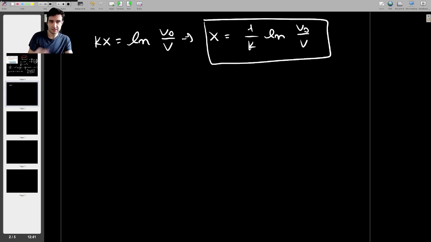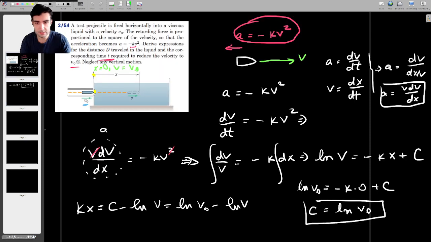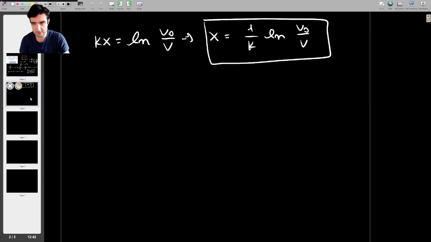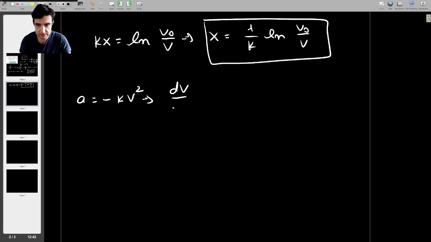So that's the distance with respect to velocity, not with respect to time, but with respect to velocity. Now, for the other part of the question, we're trying to find the time required to reduce the velocity to v0 by 2. Okay, so in that case, I'm going to start with the acceleration formula again. So the acceleration is minus kv squared, and we know the acceleration is dv over dt. And this is minus kv squared.